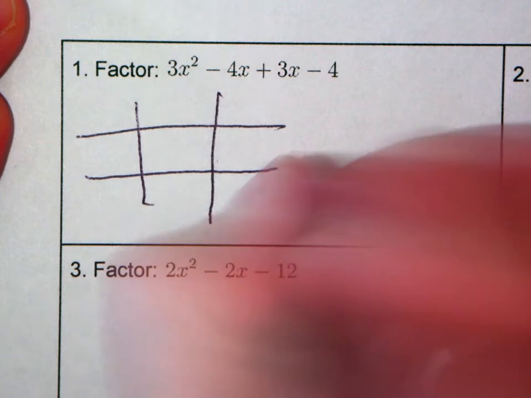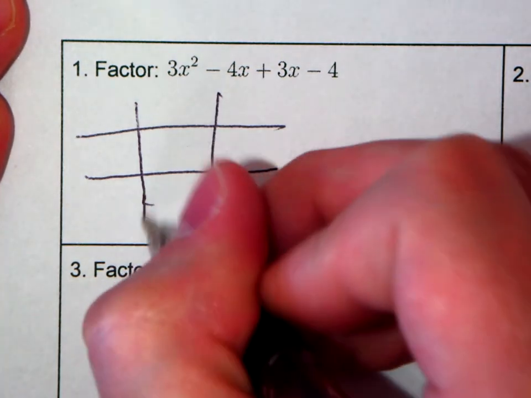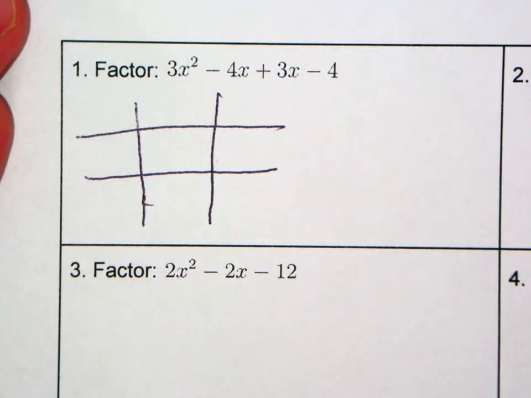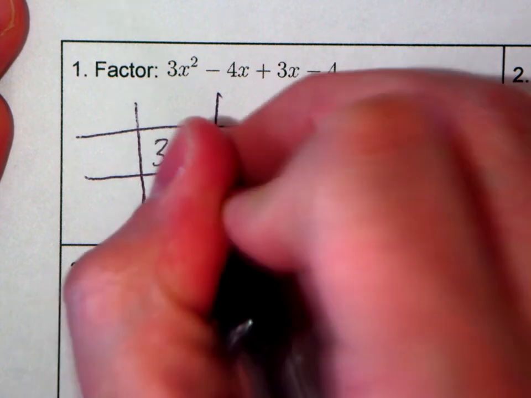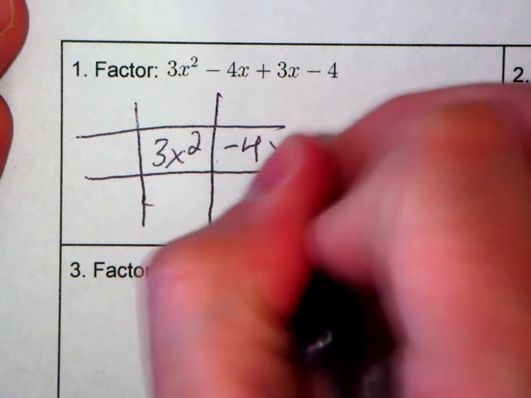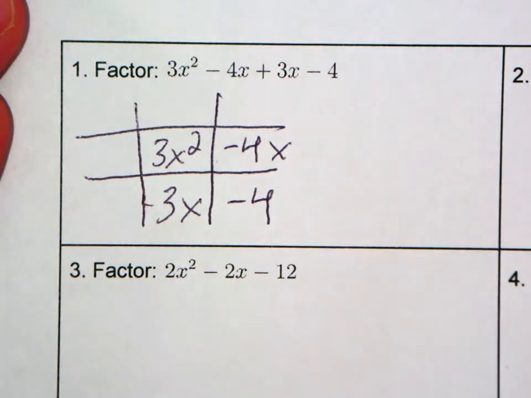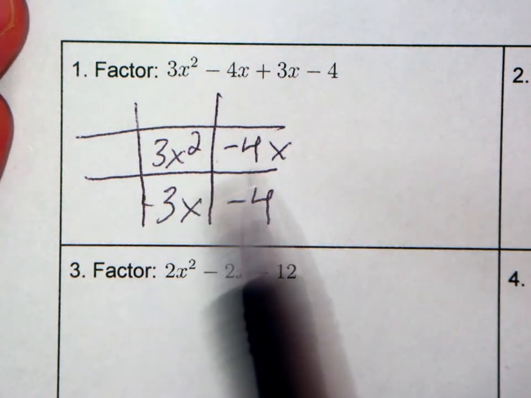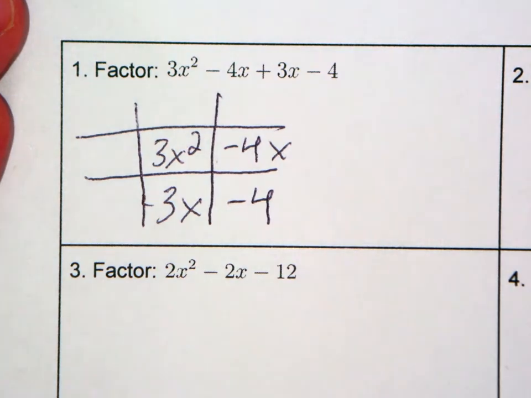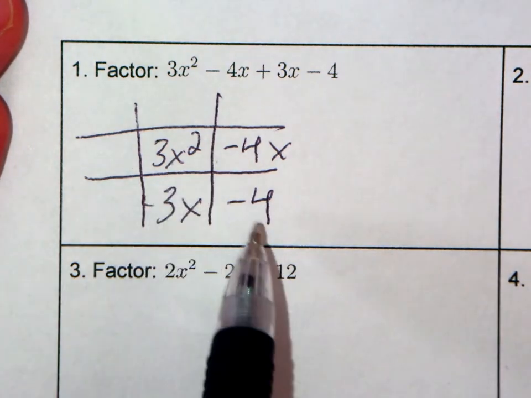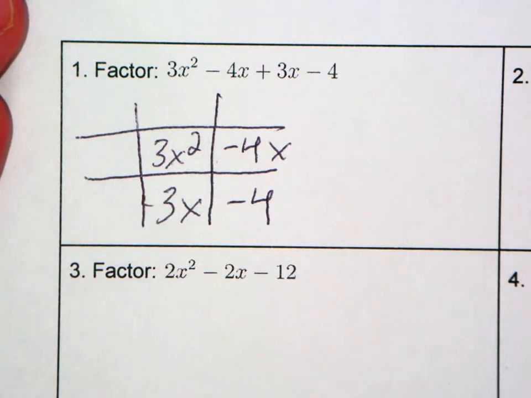We can draw either a hashtag like this or a 3x3 box, and we're going to put in 3x squared in the middle, negative 4x, 3x, and negative 4, like so. You could switch around these negative 4x and positive 3x terms. That part does not matter, but the ax squared and the c terms have to be in those spots.